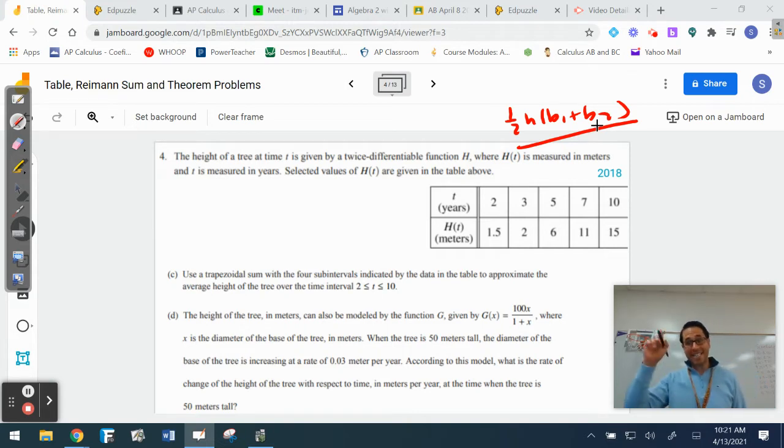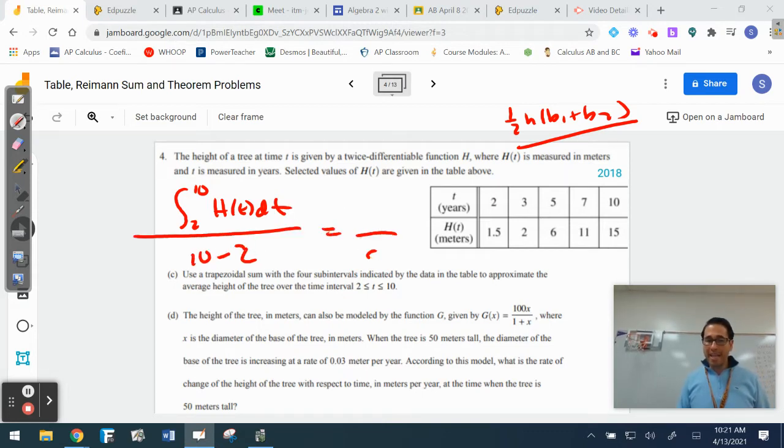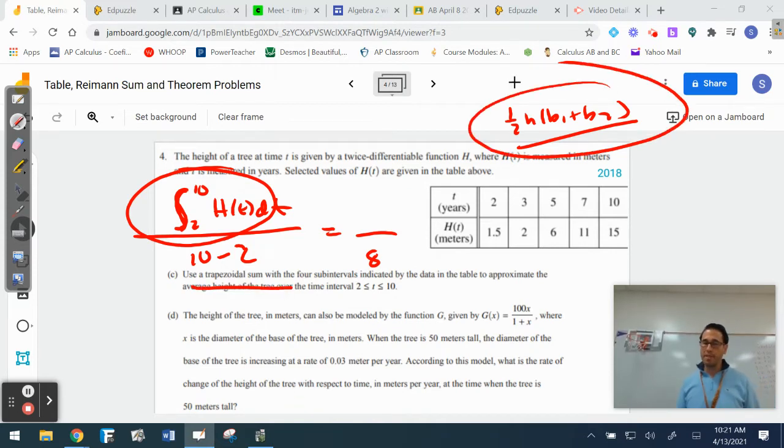Average height, ding, ding, ding, should immediately in your head say, oh, this is the integral from 2 to 10 of the height of the tree divided by the interval. That's all you got to do. And then the bottom is 8, donezo, and so all you got to do is the top. And believe it or not, to do the top, they told you exactly how to do the top. Remember, this means the area under the curve. How are you going to find the area under the curve? Using a trapezoidal sum. Boom, that guy right there.